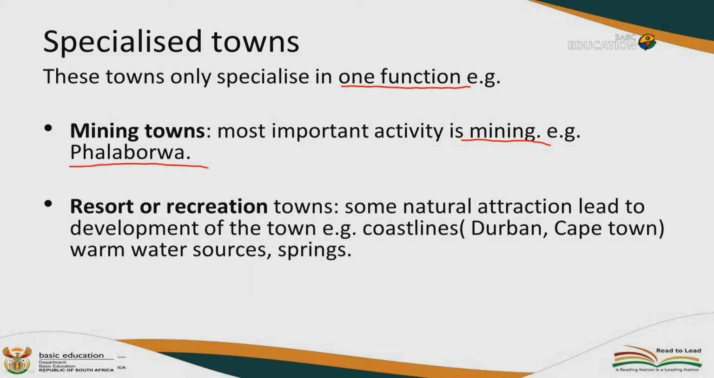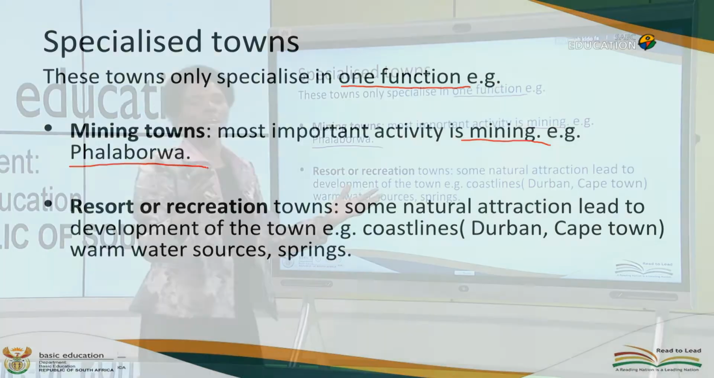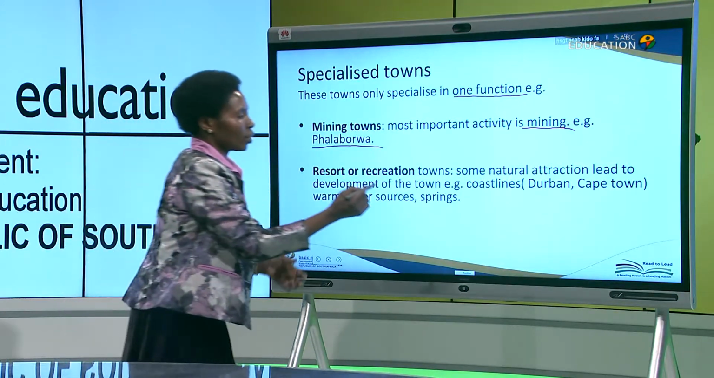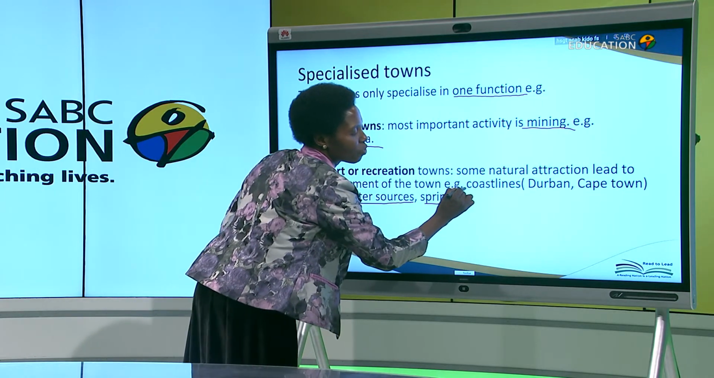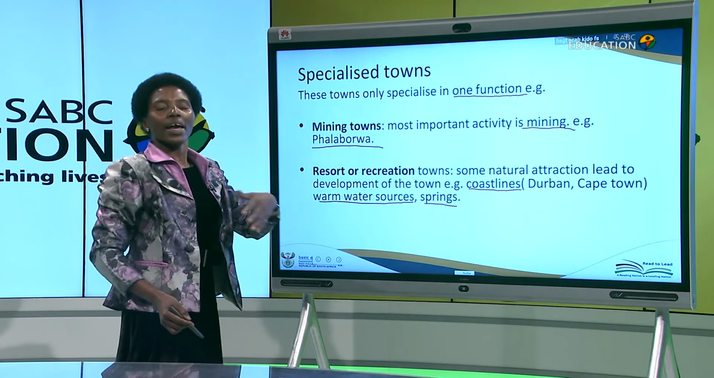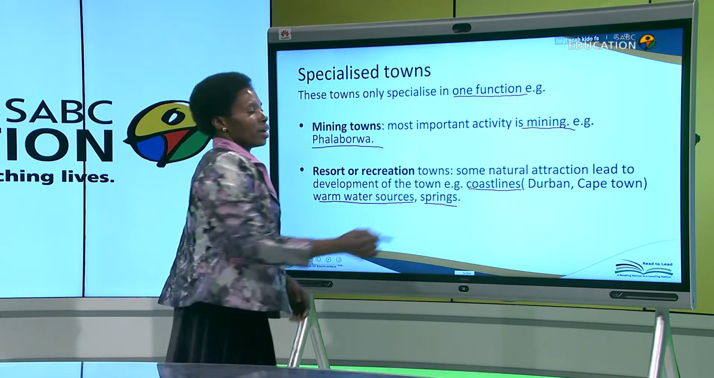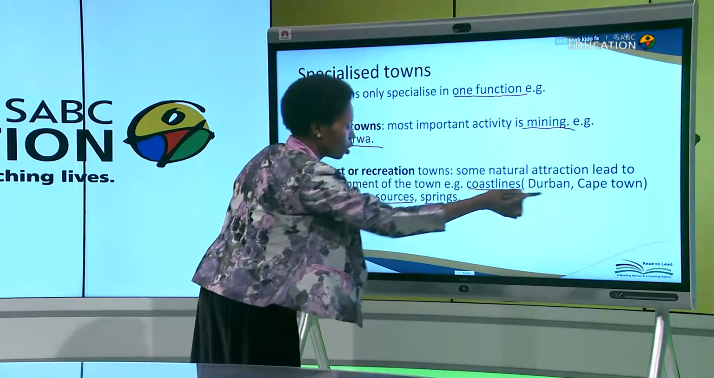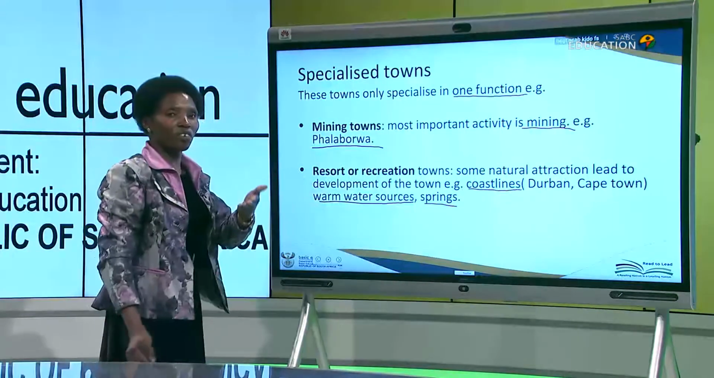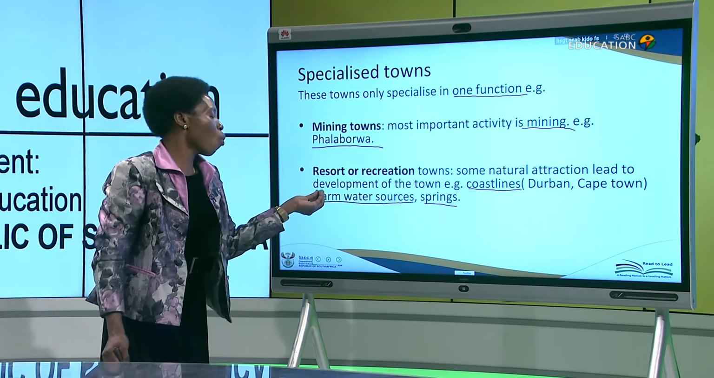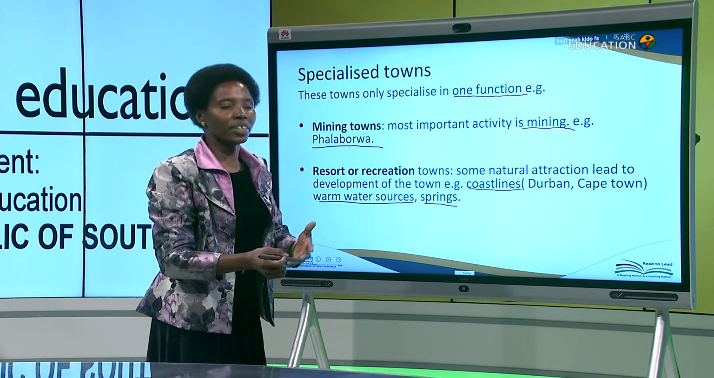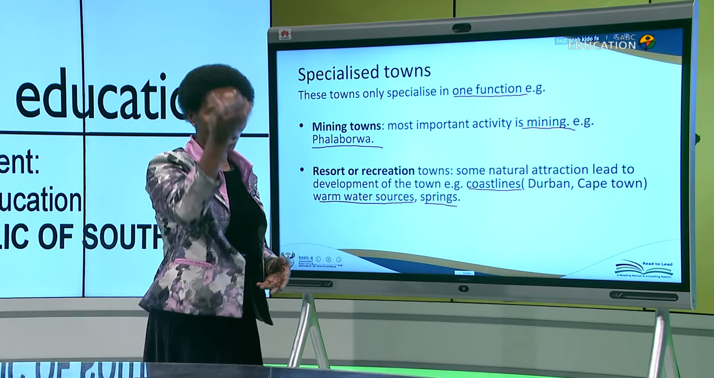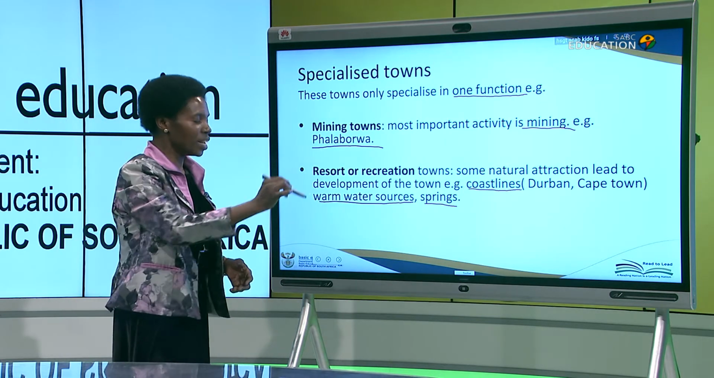We have the resort or recreation towns. This one, you take note of, you'll find that in this area there are natural places that can have warm water sources, springs, or this place is found on the coastline. We have an example of the towns that have developed next to the coastline, which is Durban and Cape Town. We find other places that are developing because in those areas they have warm water sources, or we do have springs that are oozing out naturally. No one is taking that water out of the place. So people take advantage of that and come and build in those areas.